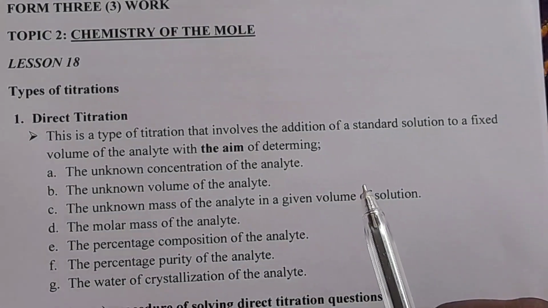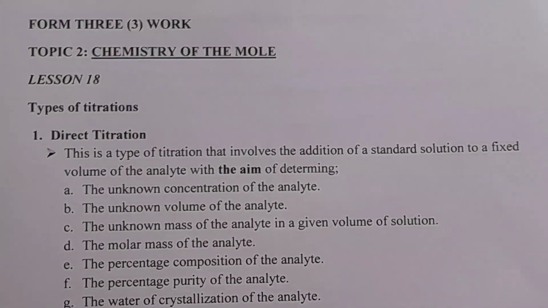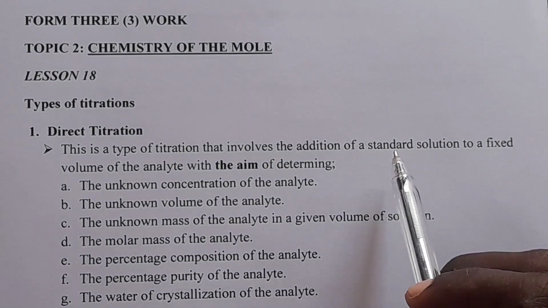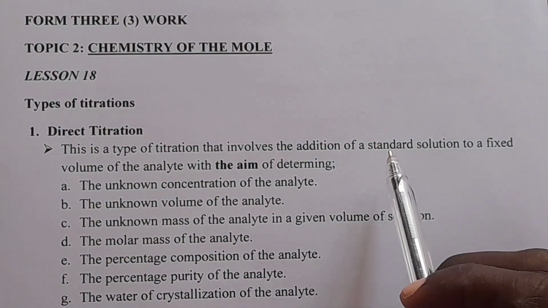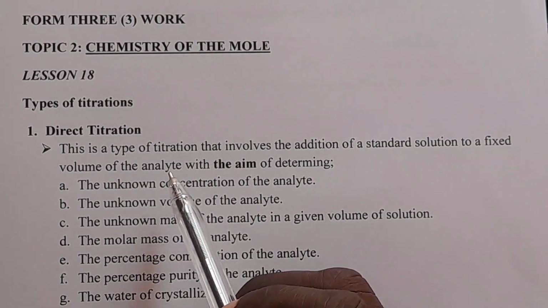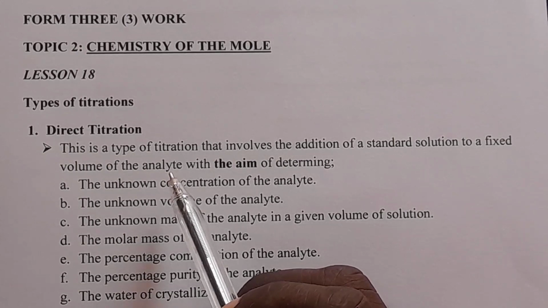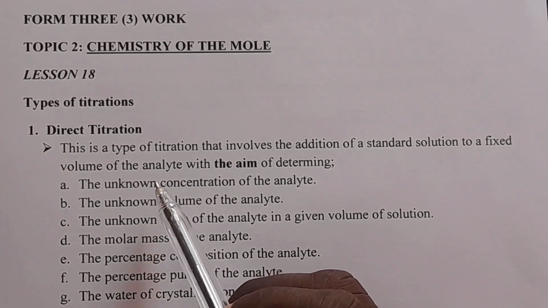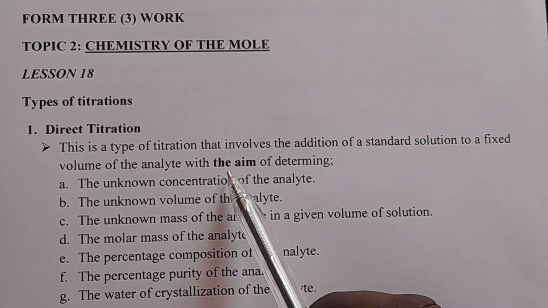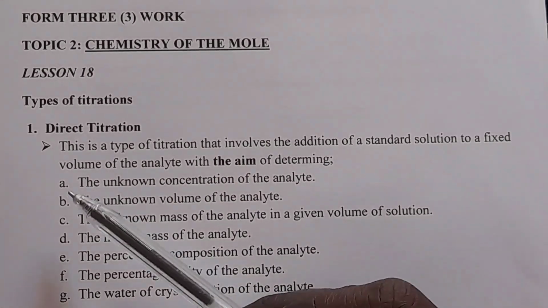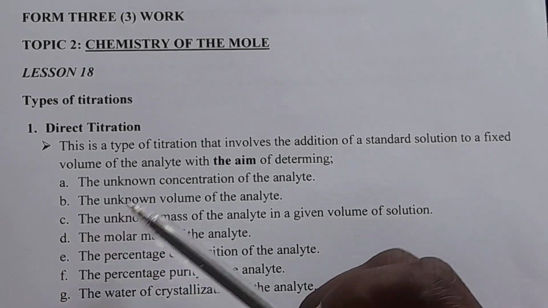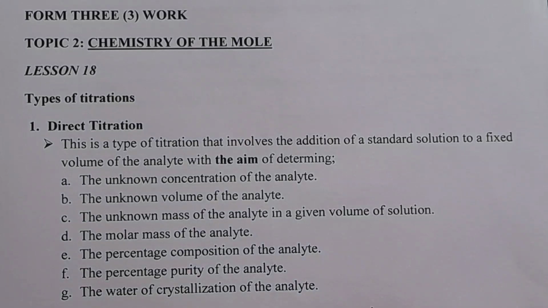Remember, when we are dealing with titration, we have seen some terms. One of them was a standard solution, and we say a standard solution is a solution whose concentration is known. And we have the analyte. We said the analyte is the solution whose concentration is unknown. Okay, direct titration has aims. These are the aims from A to G. Each of these aims, we are going to see in detail.